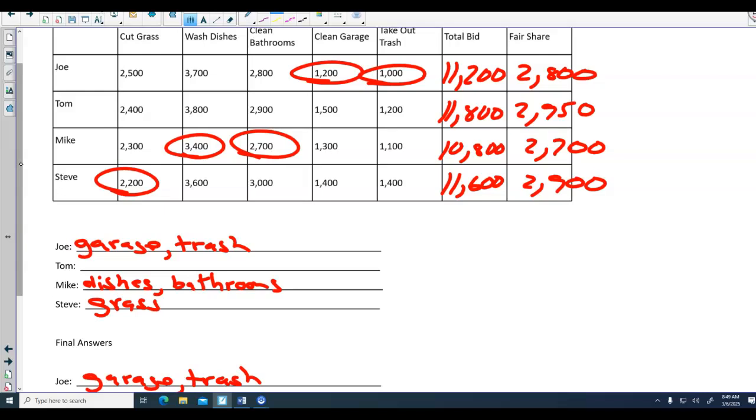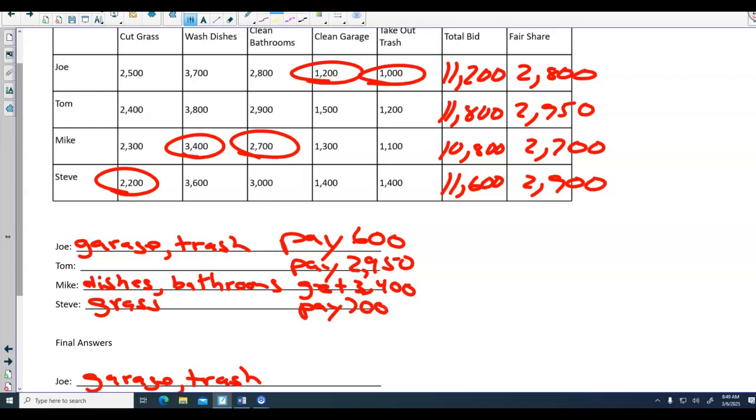2,200 is less than 2,800. So you're going to pay $600. You're going to pay your full fair share here, $2,950. 3,400 and 2,700. Well, the 2,700 is a wash. So you end up getting 3,400. And finally, Steve's job is less than the fair share, so he's going to have to pay $700.